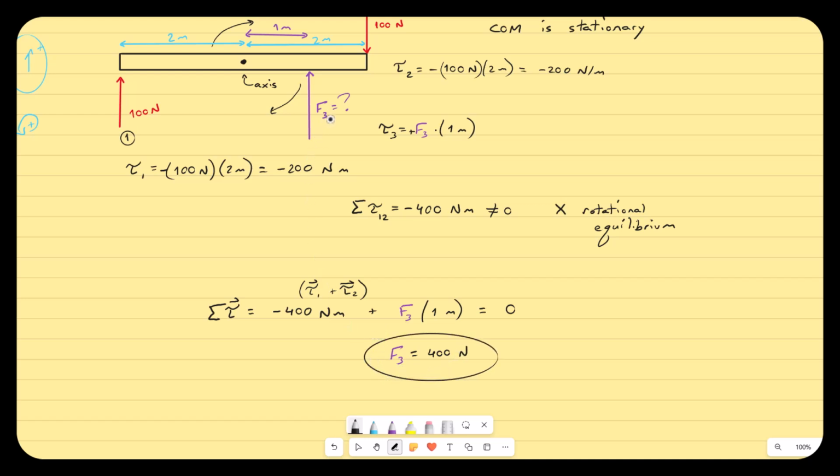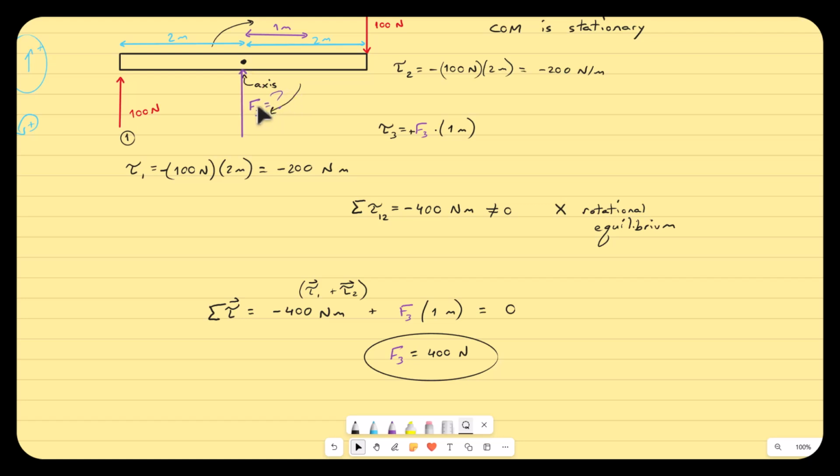If I instead move F3 to some other location, if I were to put F3 out here, now F3 is farther from the axis. If it's farther from the axis, then the torque that it produces gets amplified, so I would need less force at a bigger distance, or more force at a smaller distance.